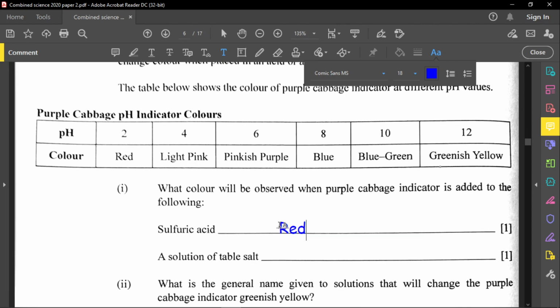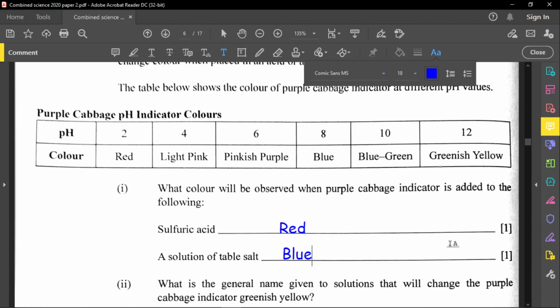And a solution of table salt. It will be around blue, close to a little bit above neutral. So blue will be our color for table salt. It's slightly alkaline. So it'll be blue.